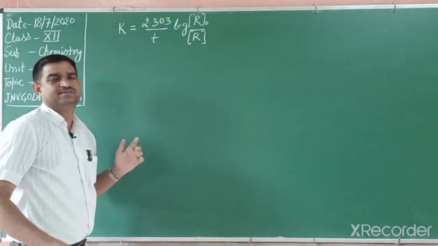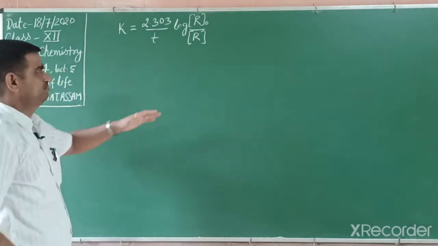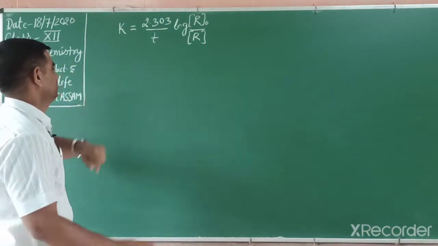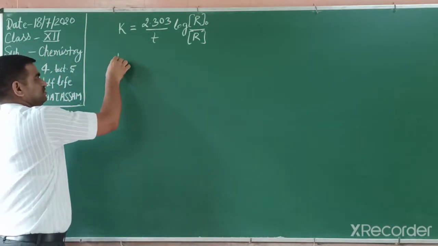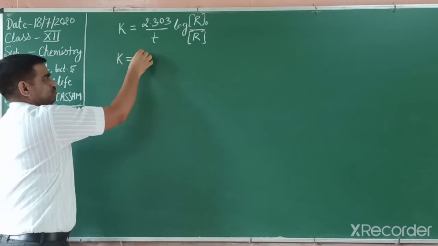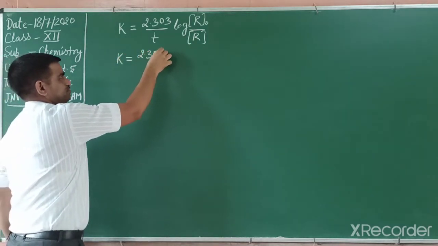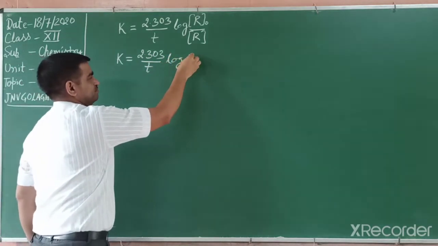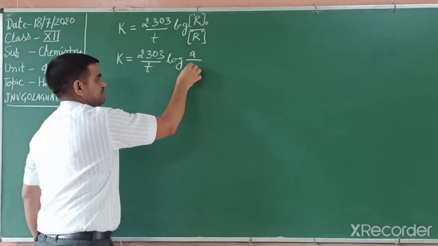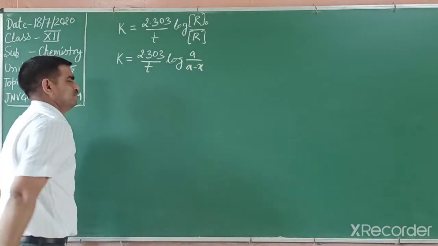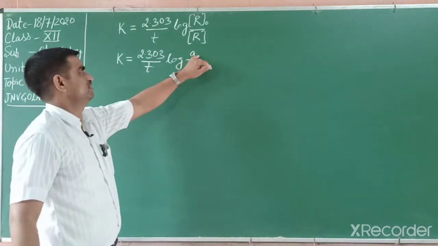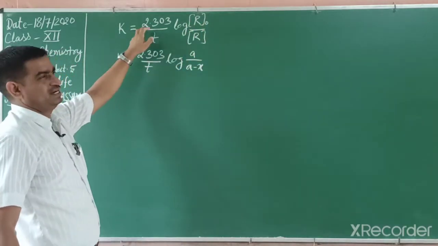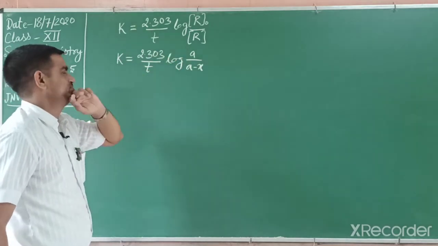Yesterday I wrote it in two other forms also. In some books, like NCERT and the reference book New Course Pradeep, this equation is given in another way: k is equal to 2.303 divided by t log a by a minus x. What does a mean? a is the initial concentration of the reactant, which is R naught. That one is given in NCERT and New Course Pradeep.